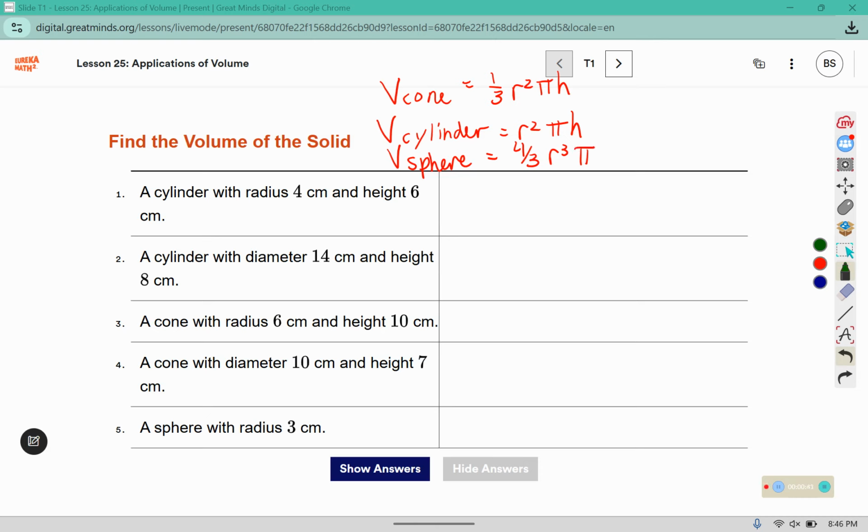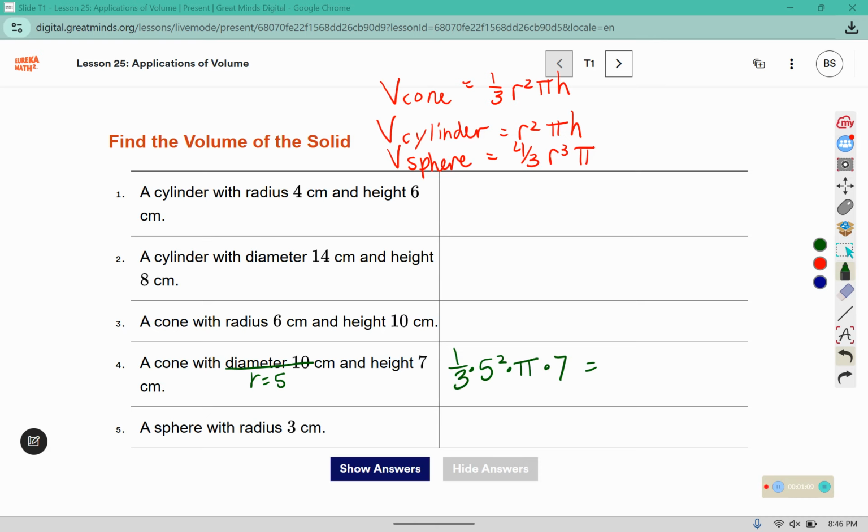I'm going to do problem 4. The rest of them are going to come out to whole numbers. So the cone is 1/3. The radius here is 5. Remember, we don't want to use the diameter in the formula. We want to use the radius. Then we've got a pi and a height of 7.